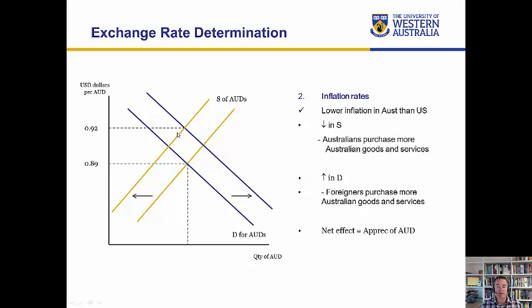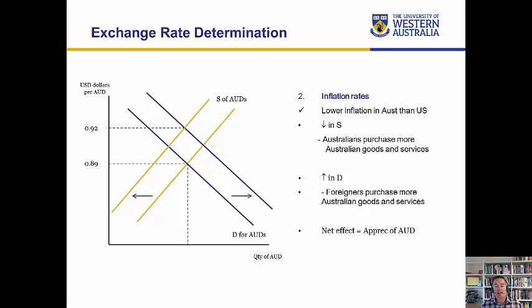They both appreciate the exchange rate. So why is there a decrease in supply? With a lower inflation rate in Australia, that is going to make Australian goods and services relatively cheaper for Australians to purchase. So rather than going to, say, New Zealand on a skiing holiday, maybe you will stay in Australia, even though the snow's not as good, and go on a skiing holiday in Australia instead.